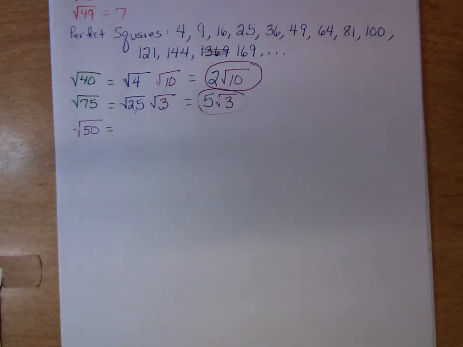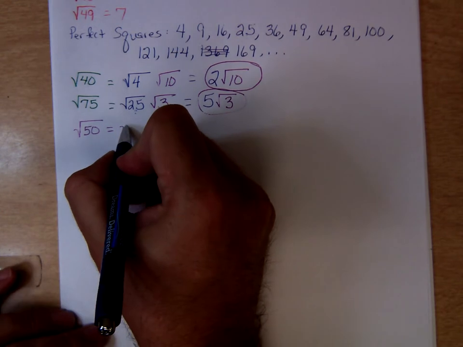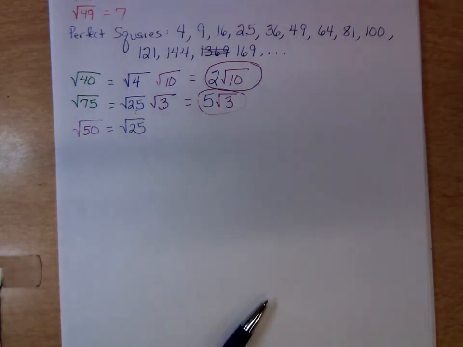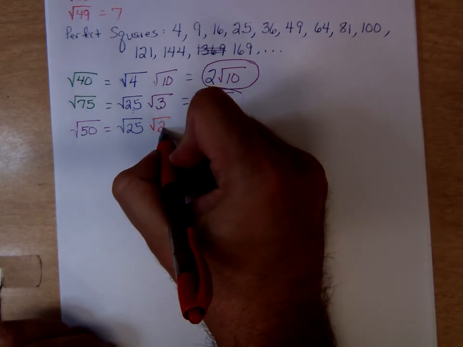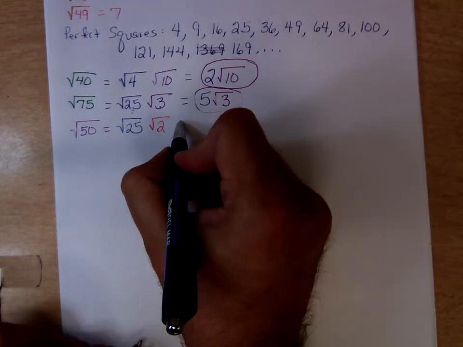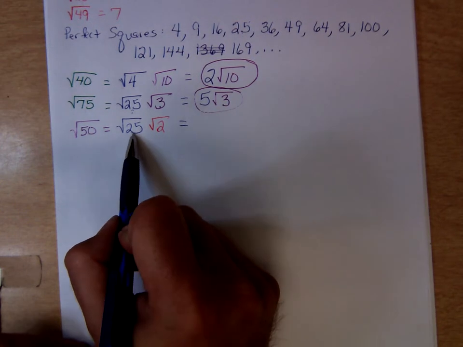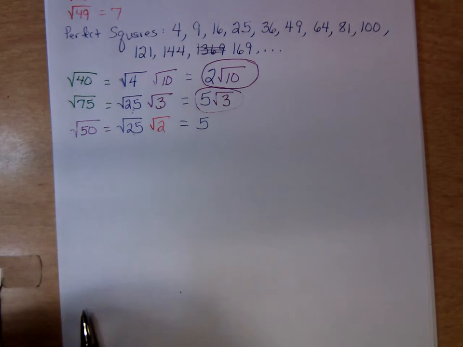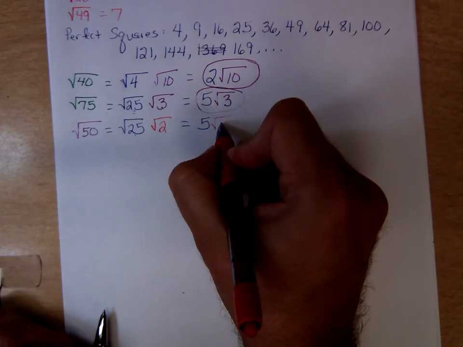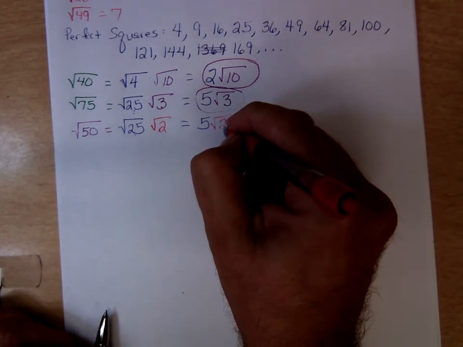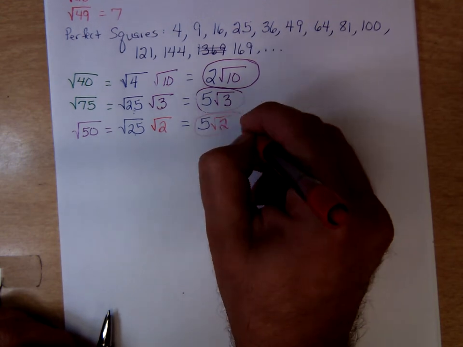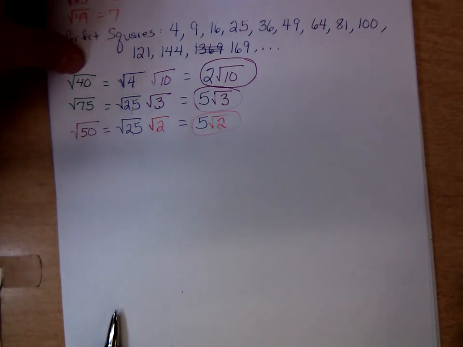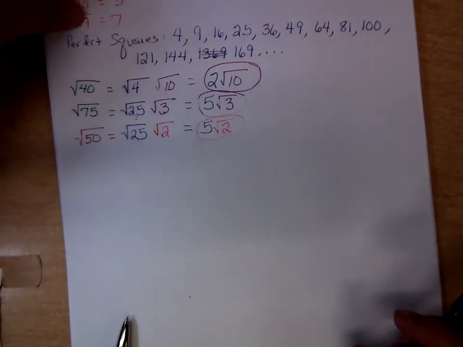So if we think of that as 25 times 2, hopefully the colors look better now. The blue square root of 25 will be a blue 5. The red square root of 2, that's as simplified as it'll go. 5 square root of 2. My red ink is dead. Okay. So 5 square root of 2. Let's write that down.